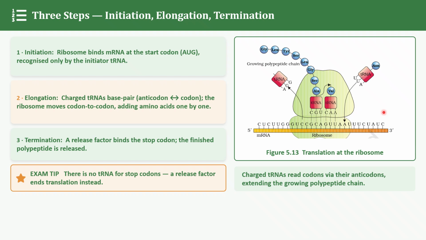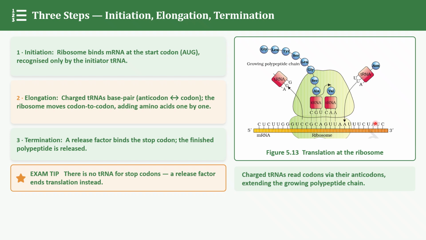And finally, the termination process. The ribosome reaches the stop codon. A stop codon does not code for any amino acid, that we know already. So there is no tRNA for a stop codon. Instead, a release factor binds to the stop codon, and this terminates the translation and also causes the completed polypeptide chain to be released.